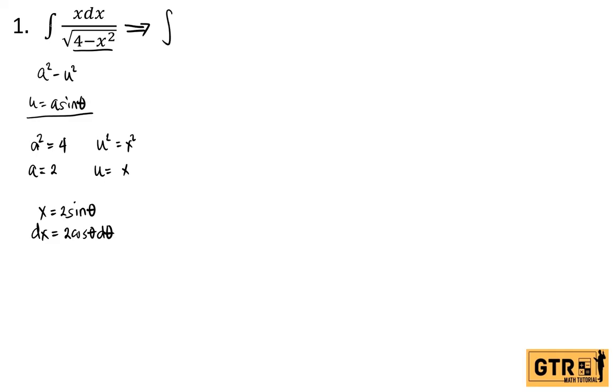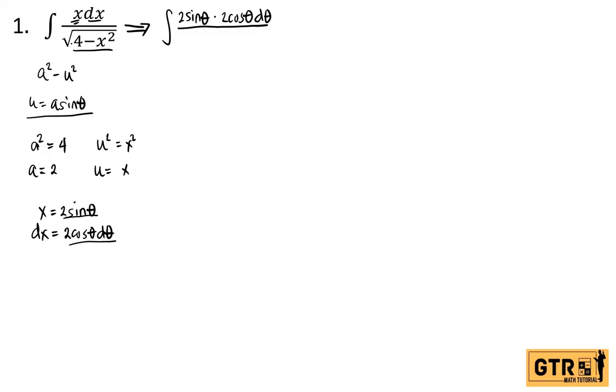So therefore, this is x is equal to 2 sine theta. So we will substitute 2 sine theta for x. Okay, so this is the value. And then for dx, we have dx is 2 cosine theta d theta. So we have times 2 cosine theta d theta over square root of 4 minus x squared.